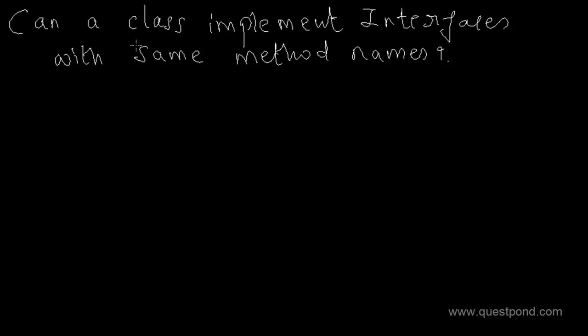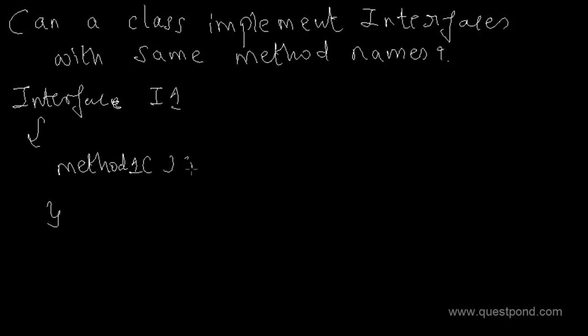Okay, so let's try to see practically what exactly happens if we try to create a class which implements interfaces with same method names. Now first let me try to make you understand what exactly this question means. Okay, now let's say that you have an interface called as I1 which has a method called as method 1. You then have one more interface called as I2 which has again a method called as method 1.